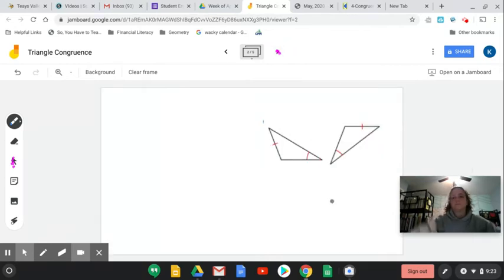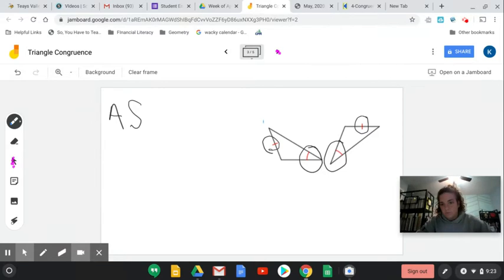Now, you should notice that this angle and this angle are congruent. So yay, we have an angle. Then we have this side and this side are congruent. So we have a side, but there's no other information, right? We can't force any other side to be congruent.